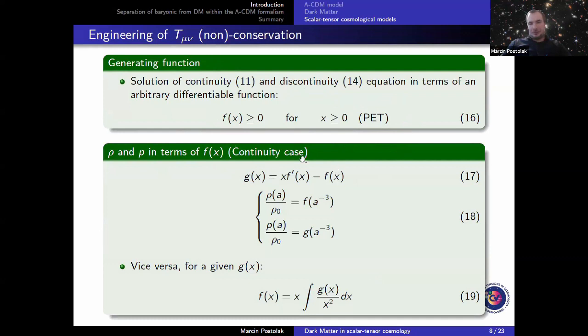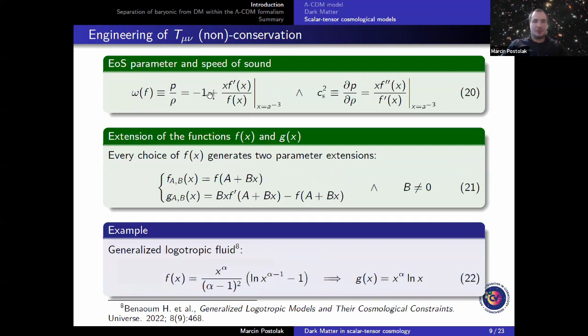So we can introduce the notion of the g of x function, and f of x and g of x could describe the energy density of our fluid and the pressure of our fluid, and vice versa. If we know the form of the g of x, we could obtain the form of the f of x, so in fact, the energy density.